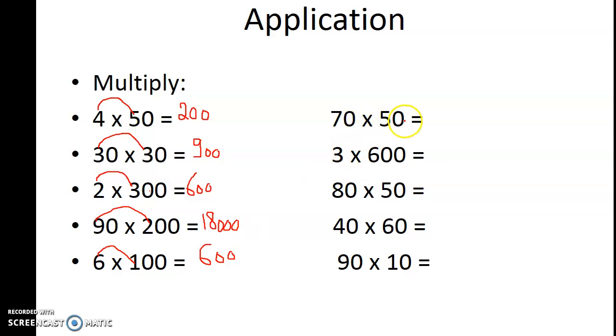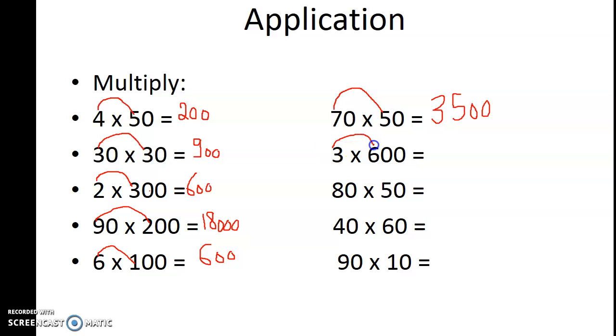70 times 50. Skip the zeros. The same way, just multiply the factors. 7 times 5 equals how much? 35. How many zeros do we have in the factors? Let's count them. 1, 2. At the end, you can check. Check how many zeros we have in the product. 1, 2. How many zeros do we have in the factors? 1, 2. So it's correct.